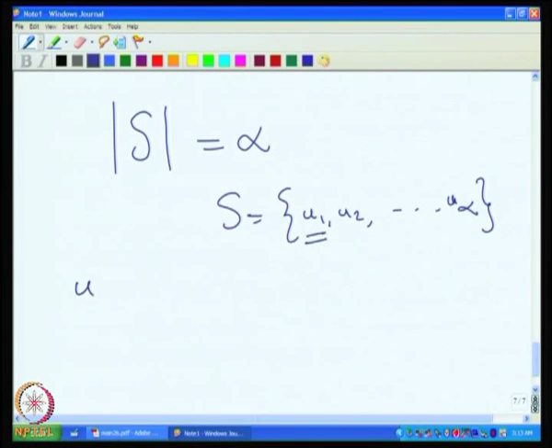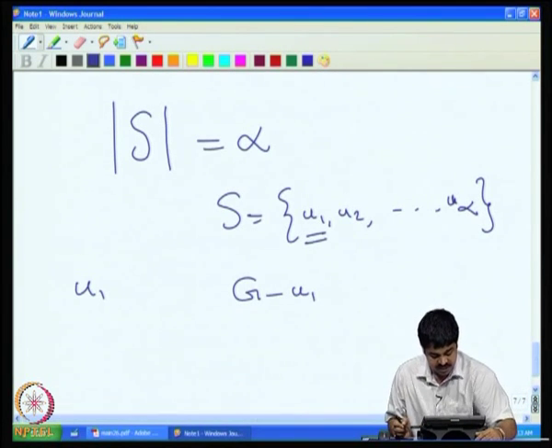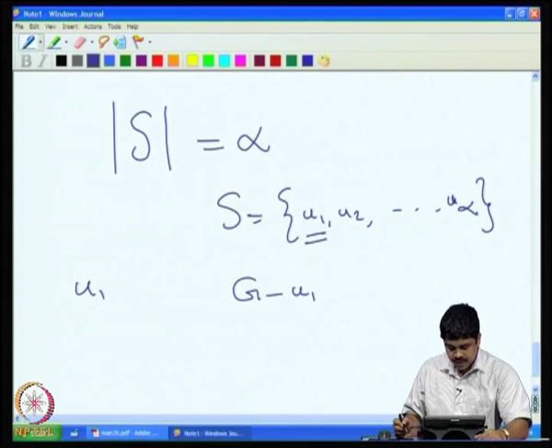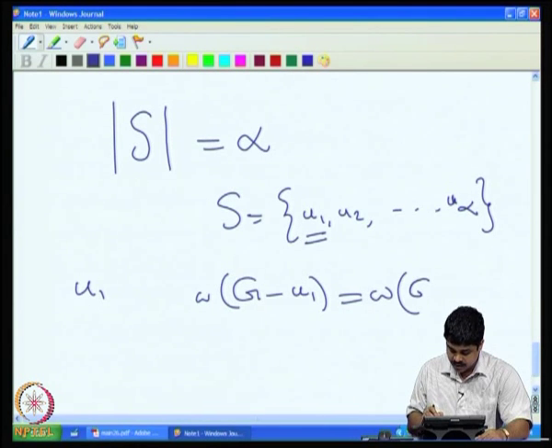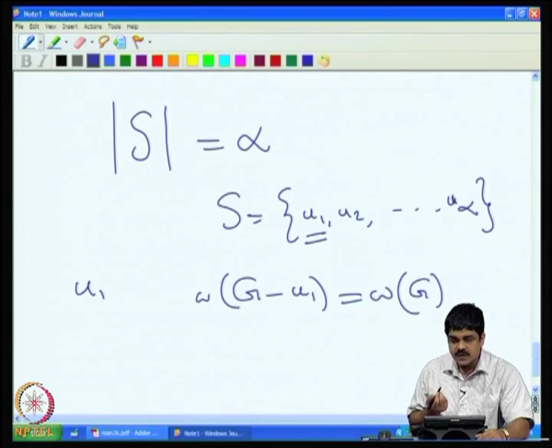You take u1 and consider G minus u1, right. Because u1 is an independent set by itself, the clique number will not reduce. So, the omega of G minus u1 is equal to omega only. The clique number will remain the same. So, now by induction hypothesis this G minus u1 also can be colored with omega colors. So, consider that omega coloring, and this omega coloring corresponds to omega color classes, right.